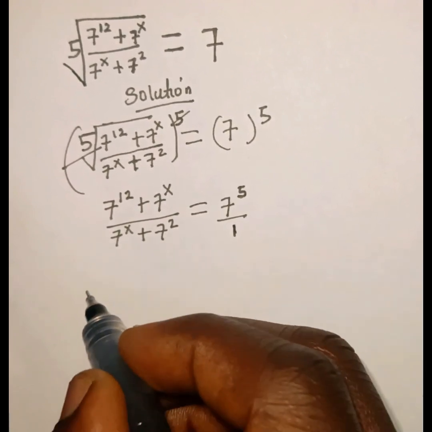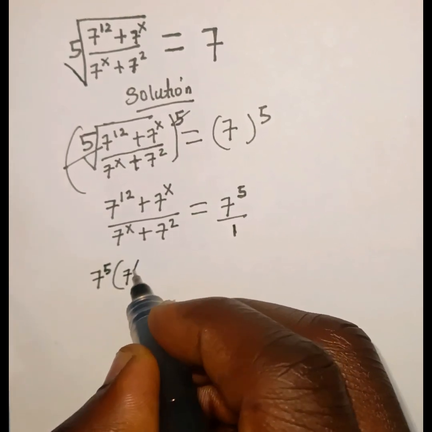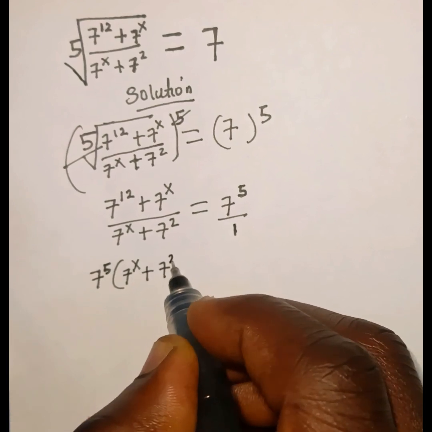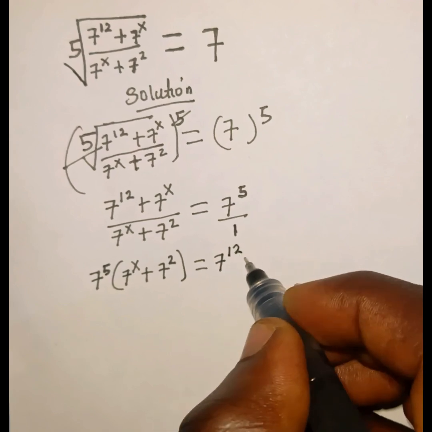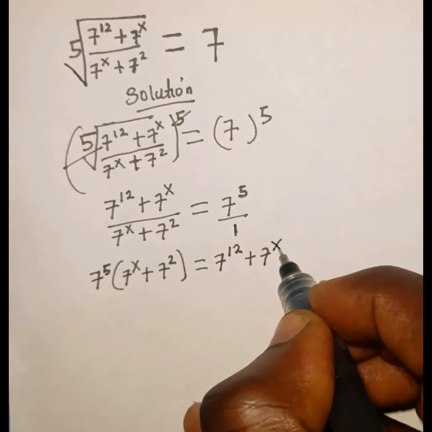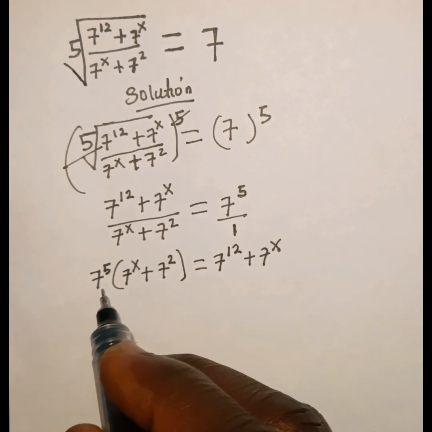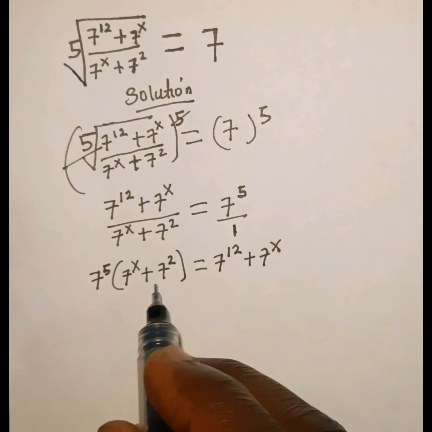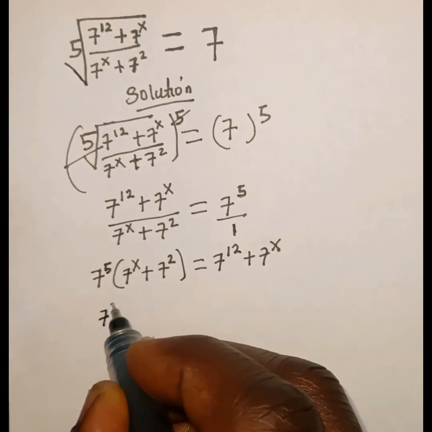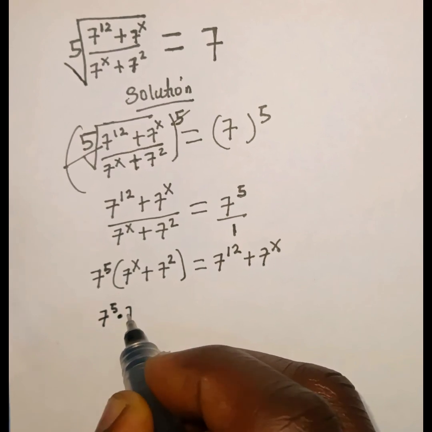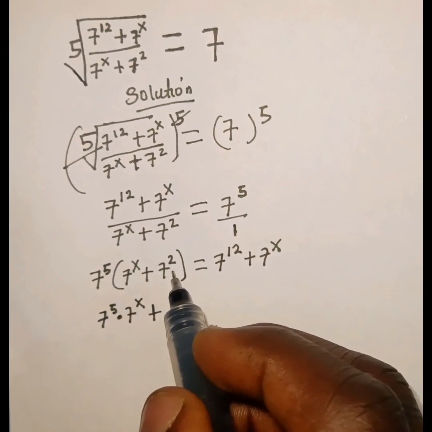Now this multiplied by this is going to give us 7 raised to the power of 5 times (7 to the power of x plus 7 raised to the power of 2), which is going to be equal to 1 multiplied by this, which is the same as 7 raised to the power of 12 plus 7 raised to the power of x. So the next thing we are going to do is expand this bracket. We use what is outside to multiply each term inside the bracket. So we have 7 raised to the power of 5 multiplied by 7 raised to the power of x, plus 7 to the power of 5 multiplied by 7 to the power of 2.